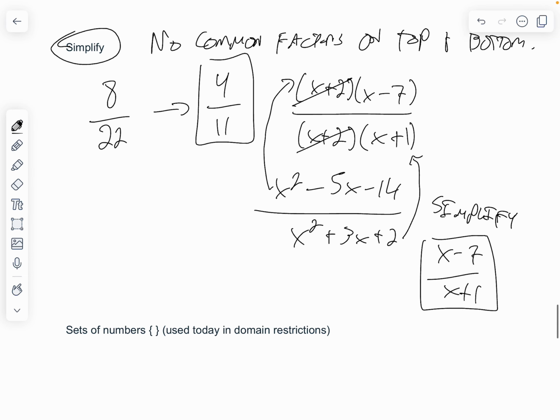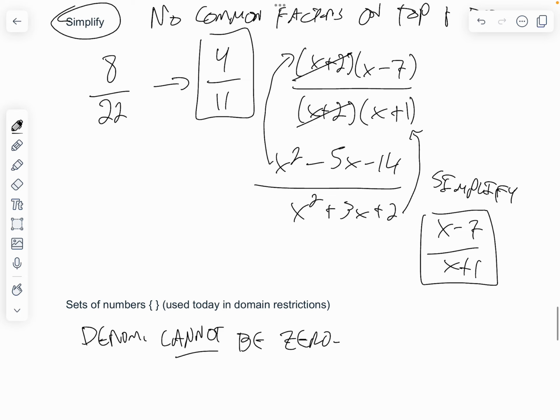But there's one sneaky thing, right? We talked about this before a couple times. The bottom cannot be 0. So the denominator cannot be 0, ever. And that's true in any part of a problem like this, right?